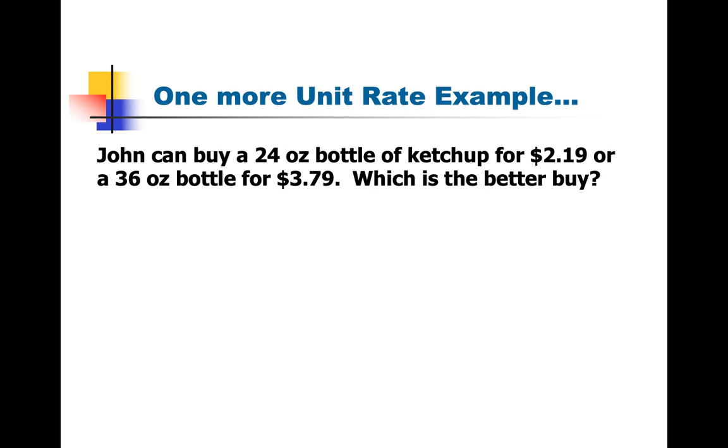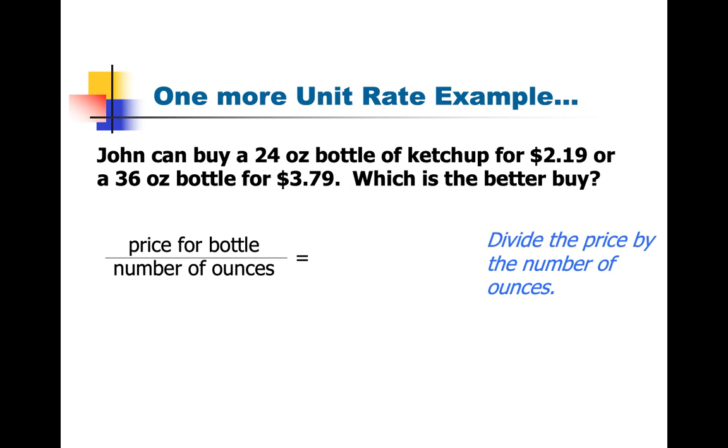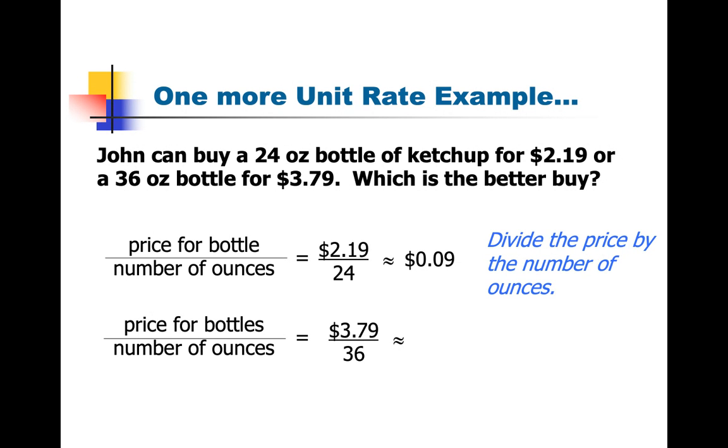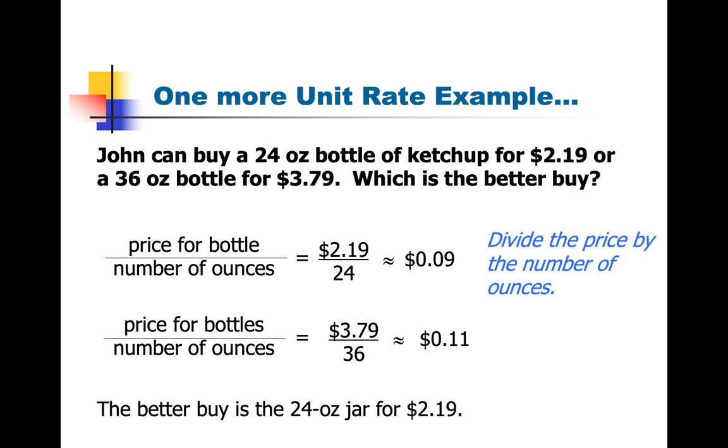Try this one on your own. John can buy a 24-ounce bottle of ketchup for $2.19 or a 36-ounce bottle for $3.79. Which one's the better buy? So you can pause this and solve it. Price for each bottle over the number of ounces. So it's always the price over either the amount or the number of whatever we're talking about, pounds, ounces, whatever. In this case, it's $2.19 for a 24-ounce. If you divide that out, you get about 9 cents per ounce versus $3.79 divided by 36, which gives you about 11 cents per ounce. So the 24-ounce bottle of ketchup is the better buy.